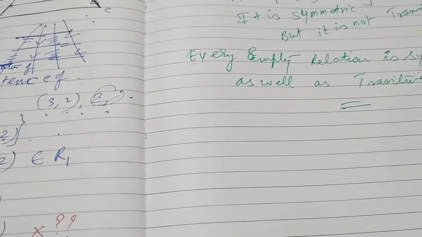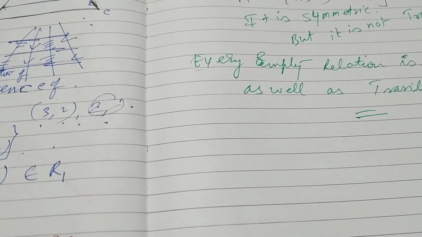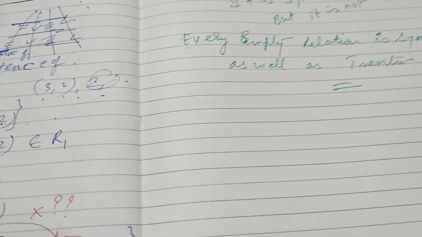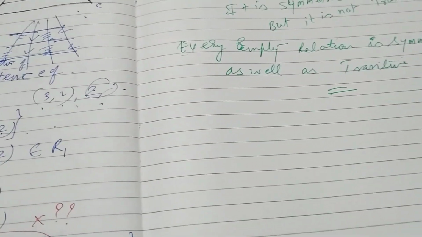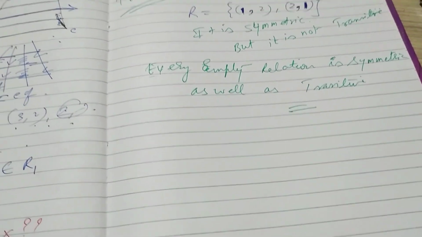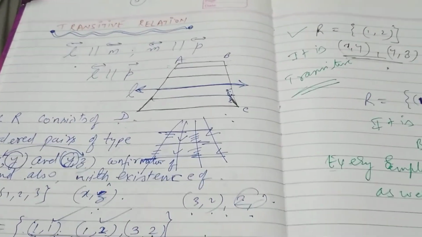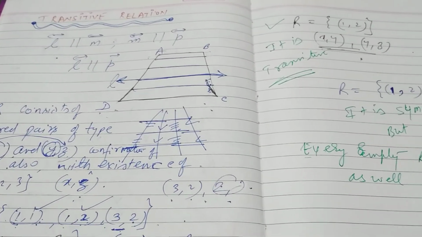In the next video, I will explain what an equivalence relation is, and we'll take different examples and solve exercise 1.1, and we'll go through symmetricity, transitivity and all.